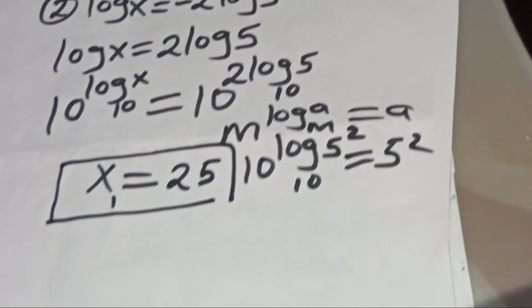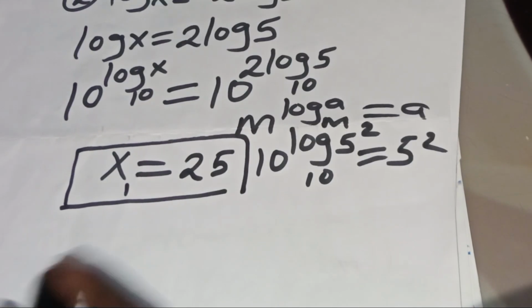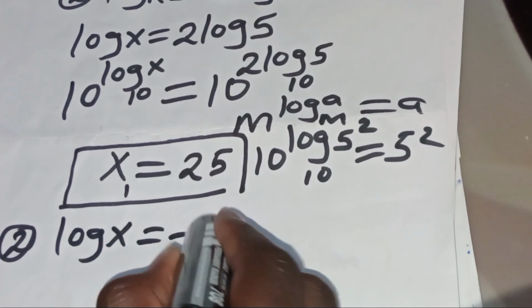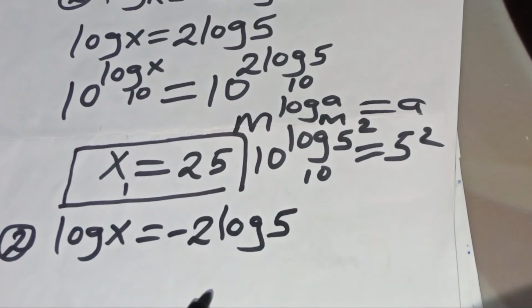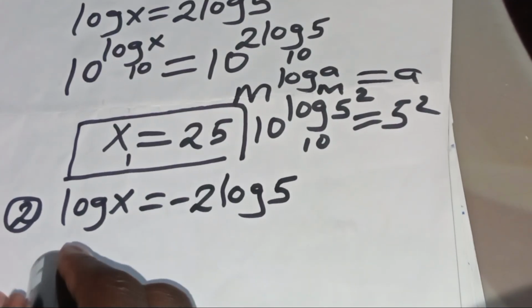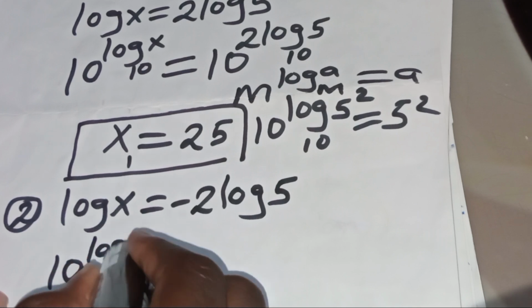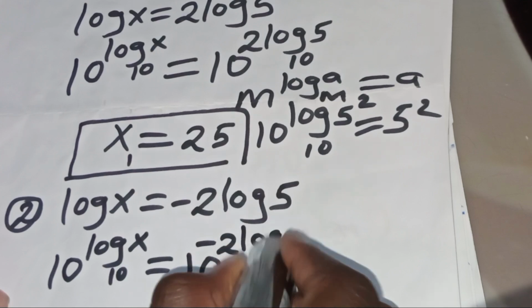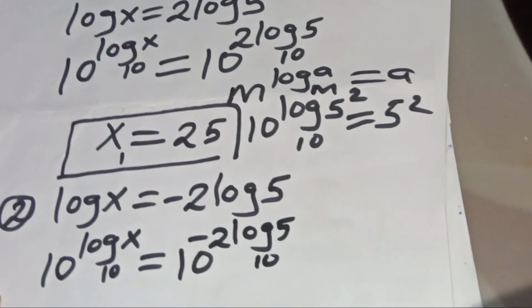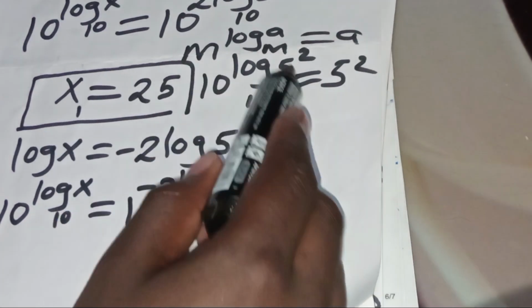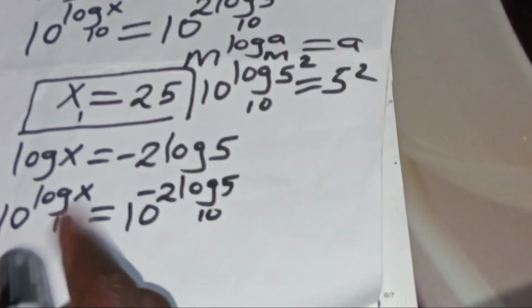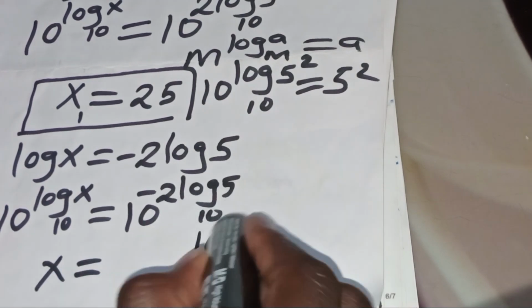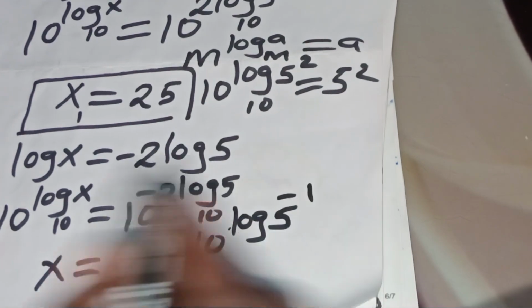So let's solve for the second value of x. Now from equation 2, which is log x equals negative 2 log 5, introducing this logarithm identity with base 10, we'll have 10 to the power log x to base 10, which is basically 10 to the power negative 2 log 5 to base 10. Applying this identity, x is equal to 10 to the power log 5 raised to power negative 2.